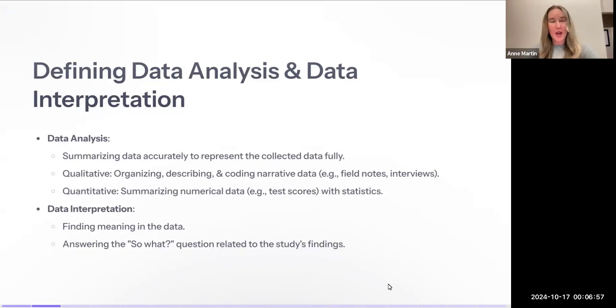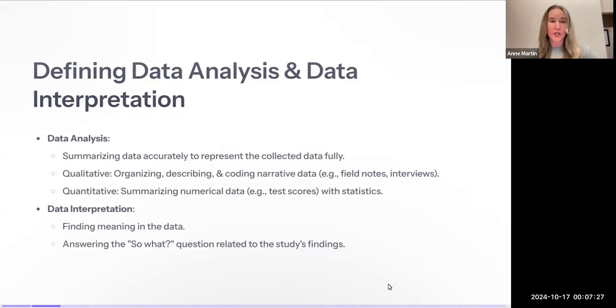So when we are thinking about the phase after you have collected your data, we have two main areas here, data analysis and interpretation. Data analysis is when you are summarizing the data, and we'll go through a variety of different techniques as the text does as well. But this is what you want to do to try to create a full picture of the data.